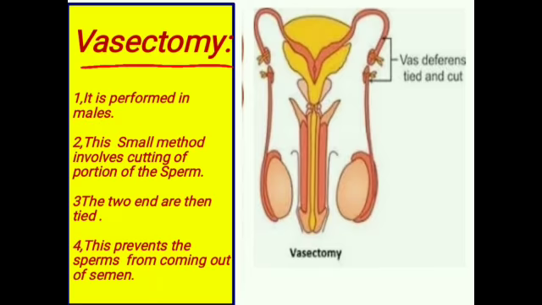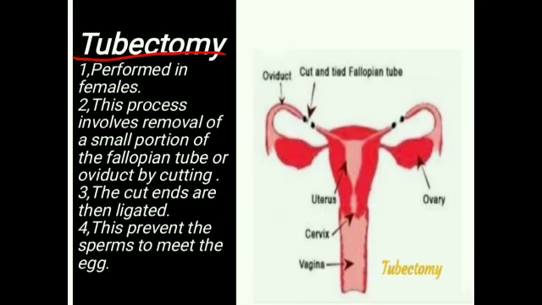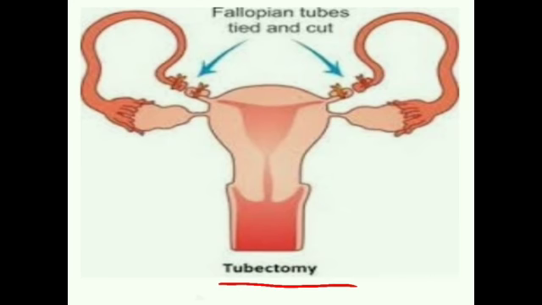Now, tubectomy. It is performed in females. In this process, a small portion of the fallopian tubes is cut into two halves, and these two halves are later tied with a thread. This prevents the sperms from meeting the egg. In tubectomy, the fallopian tube is cut into two halves and each half is tied one by one to prevent fertilization. So this is how we finish our topic.